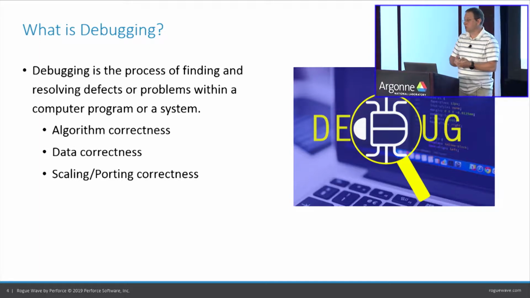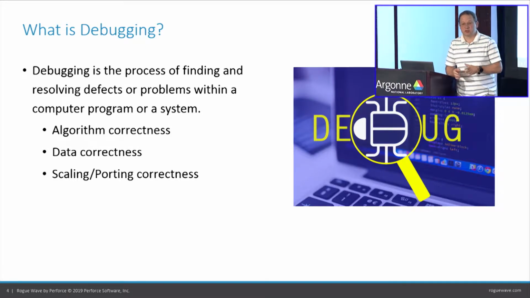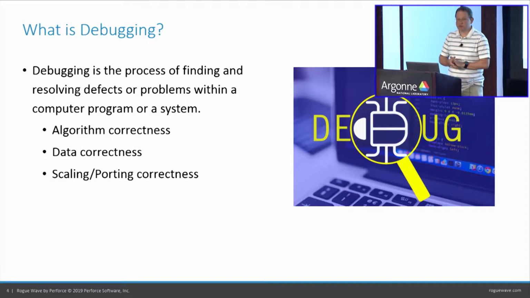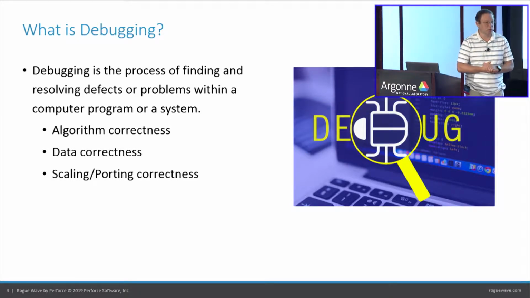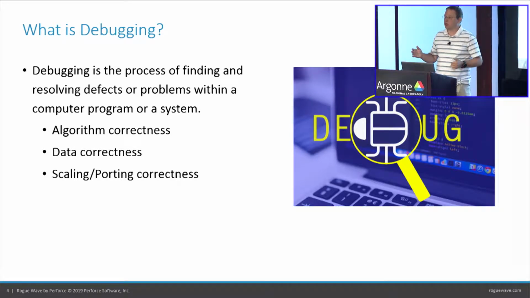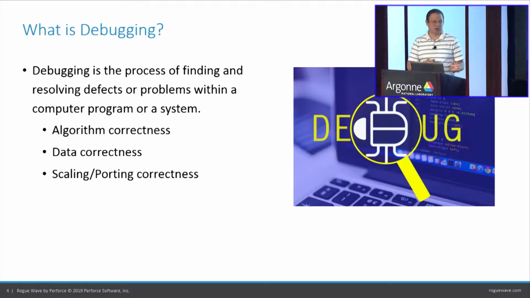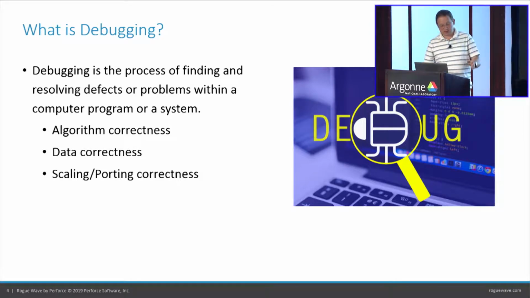Your data may be imported wrong, or it may be processed wrong, and I like the example of integer conversion to float. This is data correctness. For a long time those were the only two types of problems. But recently you also have scaling and porting problems, when you try to scale and you have more problems that you never saw before. The same happens if you recompile your code with a different compiler, or move from BGQ, for example, to Cray, and you see other problems. So there are a lot of different ways to introduce a bug in your program, and that's why I think we are in business.